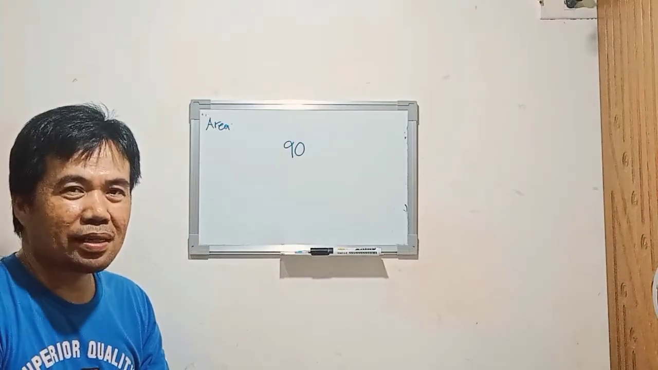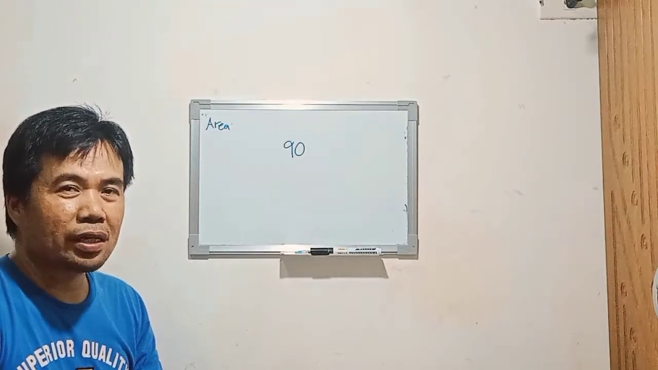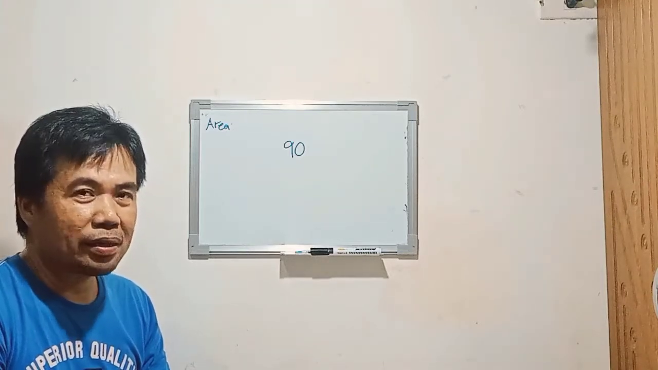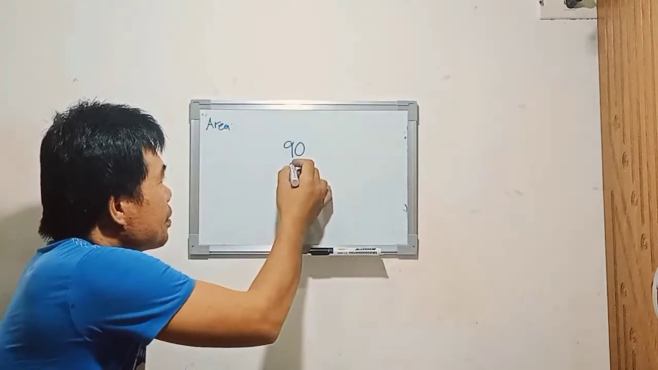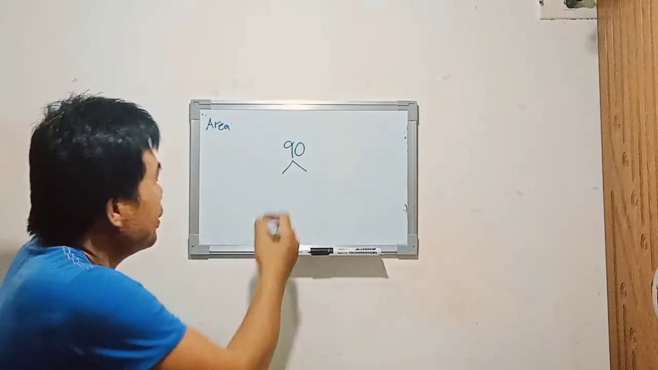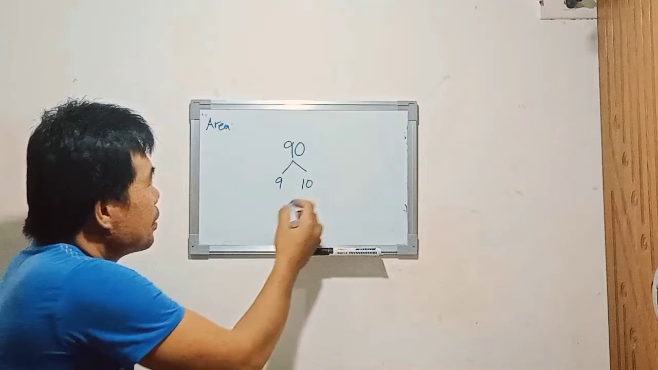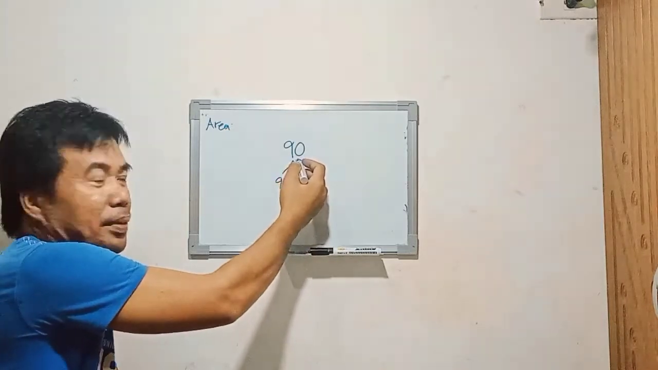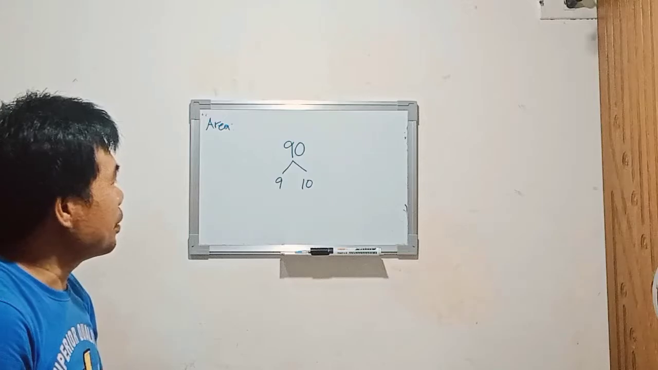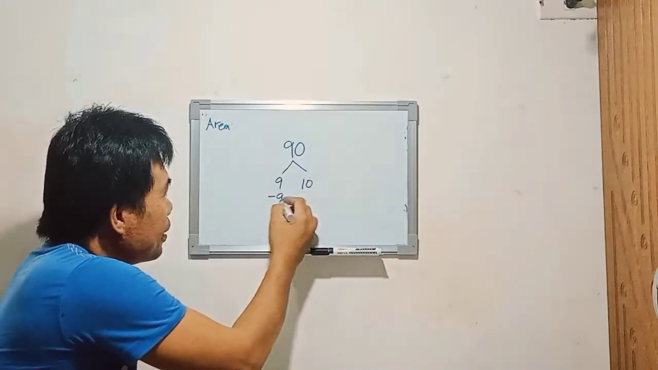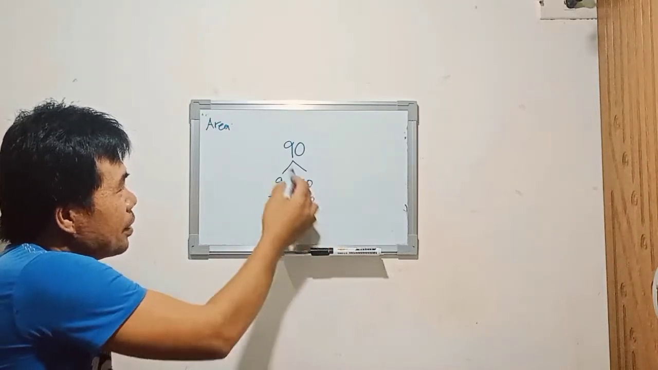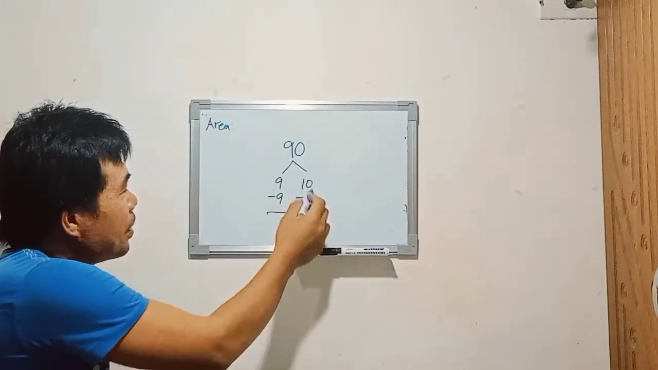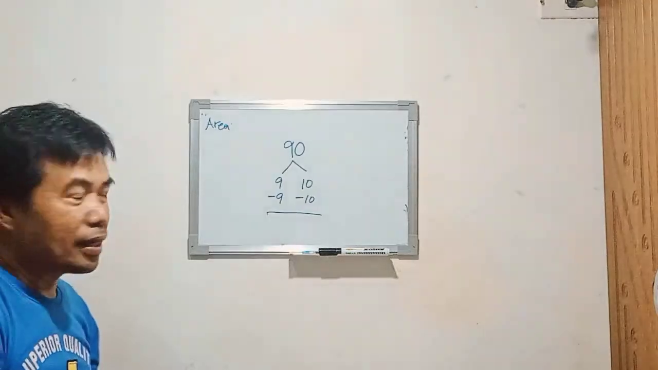Question number 7 is asking us to find the two consecutive integers that have a product of 90. So the factors of 90 that are consecutive are 9 and 10. So 9 times 10 is positive 90. And the other consecutive integers are negative 9 and negative 10. Negative 9 times negative 10 is positive 90 also. So this is our answer: positive 9 and 10, and negative 9 and negative 10.